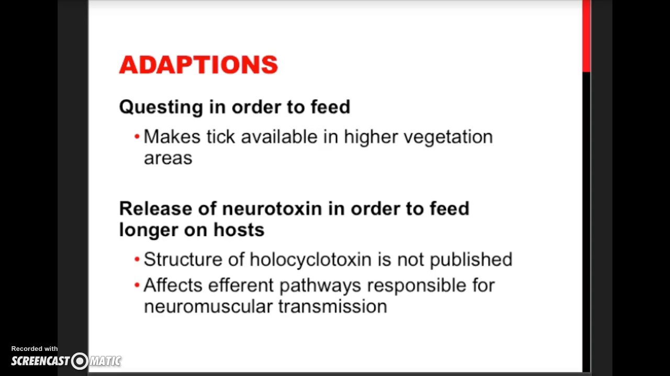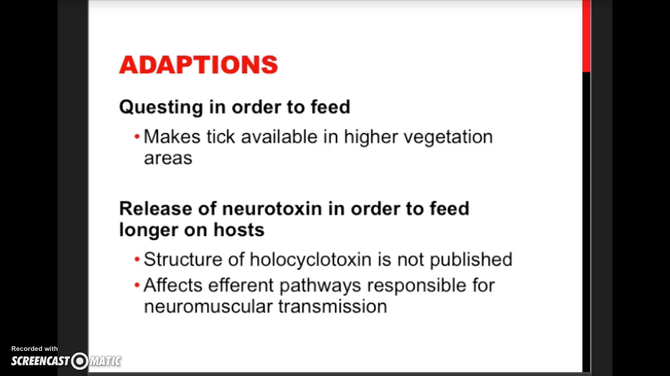The real adaptation that we have to talk about with this tick is the release of a neurotoxin, in order to feed longer on its host. It's its main strategy for continuing its life cycle. The neurotoxin has been named holocyclotoxin, and the structure of it is not published yet. They're still doing research on it, trying to figure out exactly how it works.